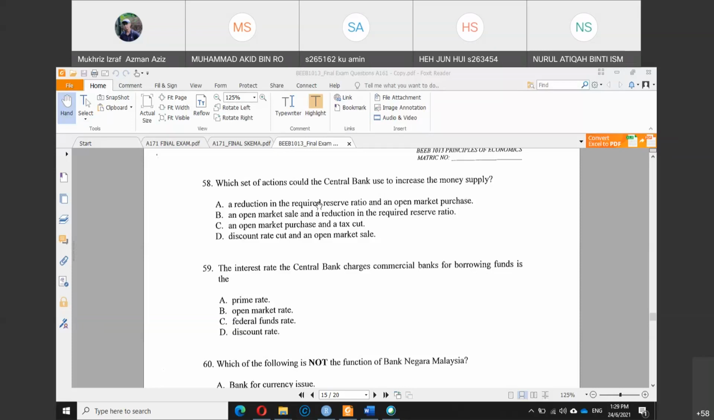So which one of these is a combination that will lead to an increase in the money supply? You have two actions in each answer. Certain parts of the answer are correct for one combination but wrong for the other combination. So we want to find the answer where both actions lead to an increase in the money supply. Which one is the correct answer for 58?